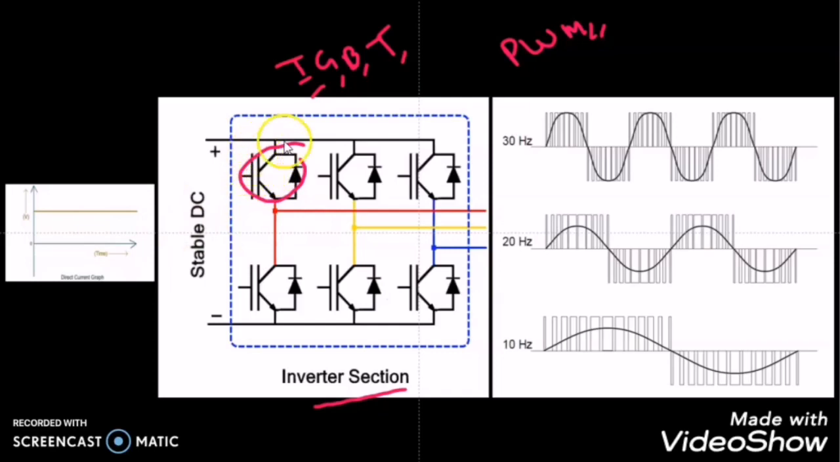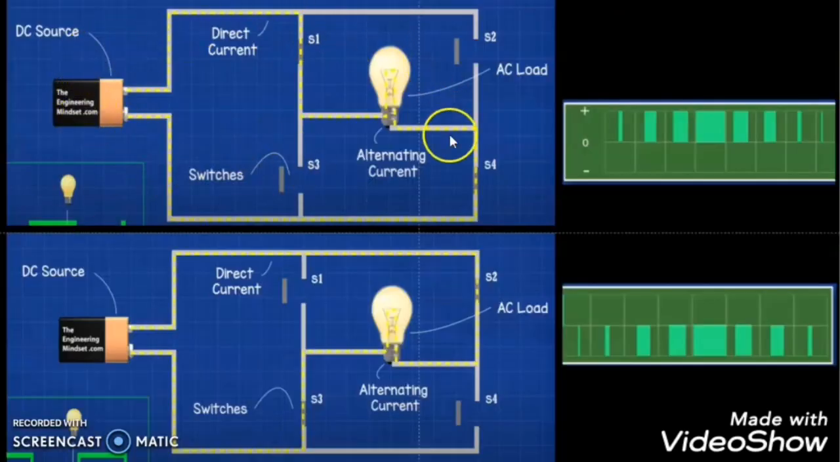Now let us understand how this combination of IGBT converts the steady DC supply into the AC supply by using the pulse width modulation method. In order to understand this, we have to understand a simple circuit. Here we use 4 switches, 1, 2, 3 and 4. Now we give a DC source to this AC load. Let us analyze how this DC source appears to the load as an AC source.